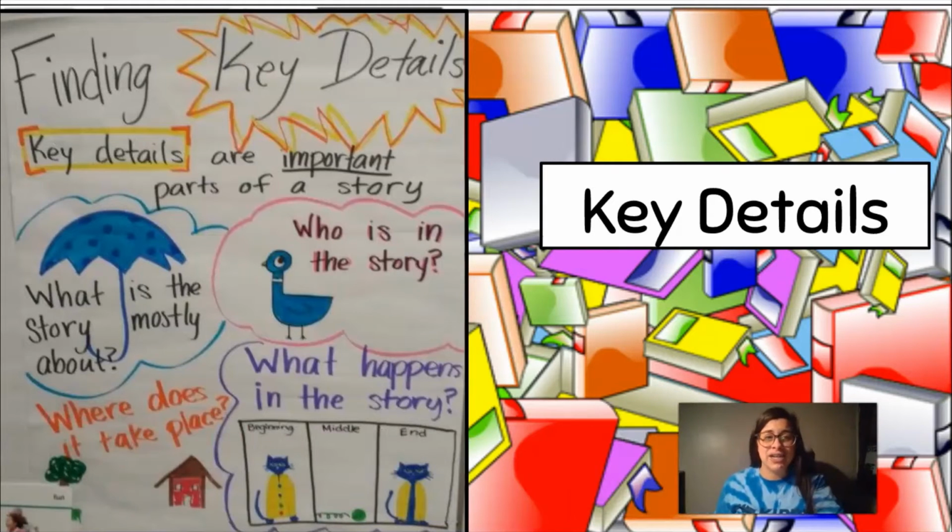Remember, key details are important parts of the story. Key details are what make up the main idea, what the story is mostly about. So we might be looking at who is in the story, what the story is mostly about, where does it take place, and what happens in the story.